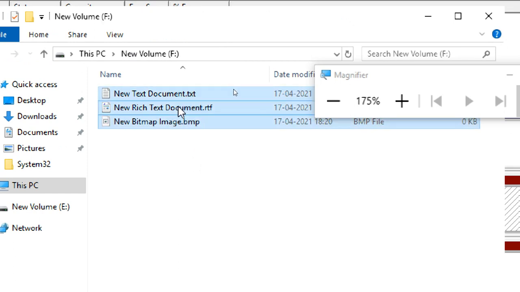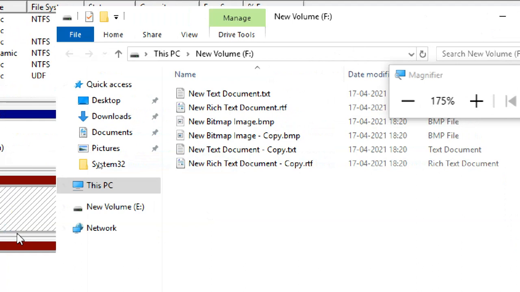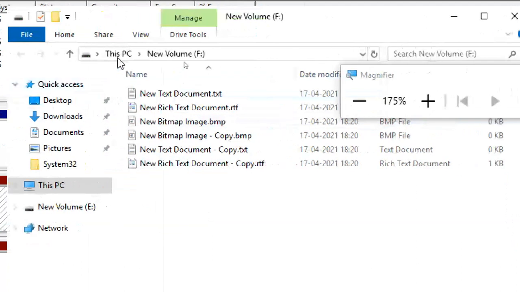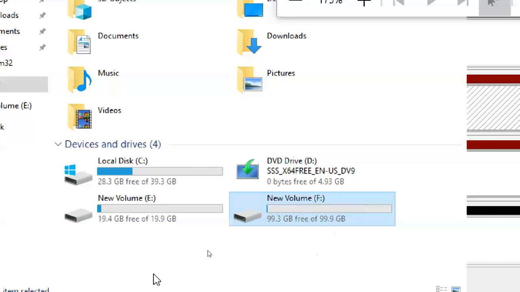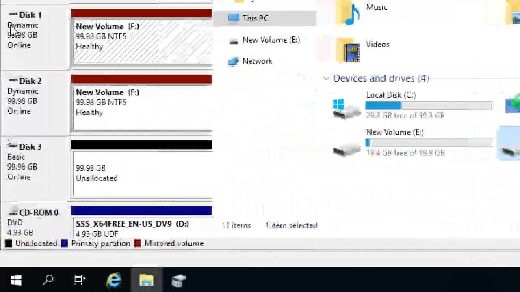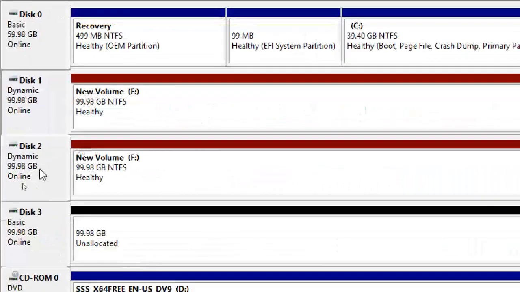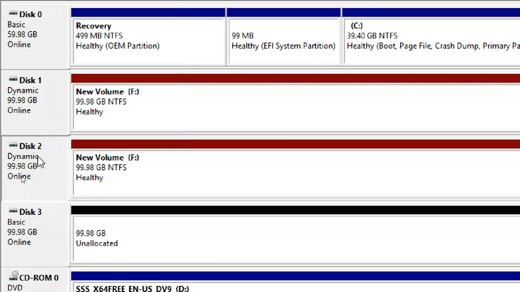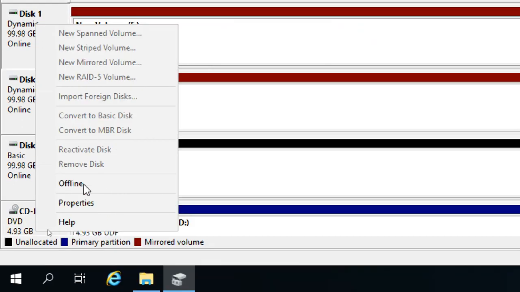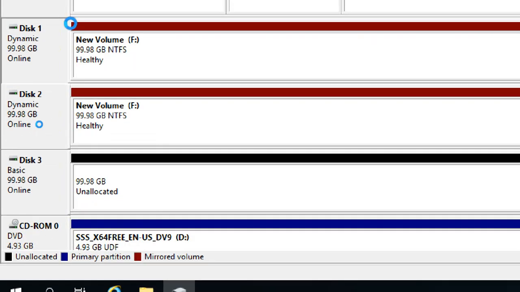Okay, so I put some data in the F drive, and you can also see the F drive size is 100 GB only. So 100 plus 100 is equal to 100 only here. Okay, now if one of the disks fails, means first disk or second disk. Okay, first disk in this one, so we'll choose first disk offline.